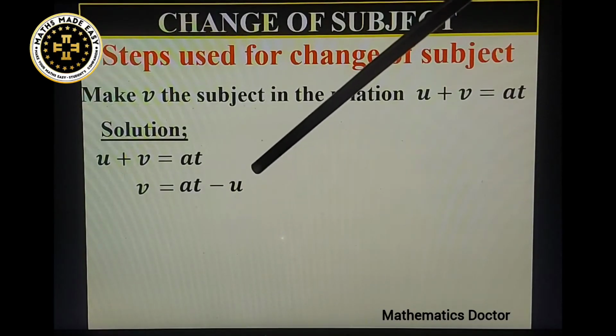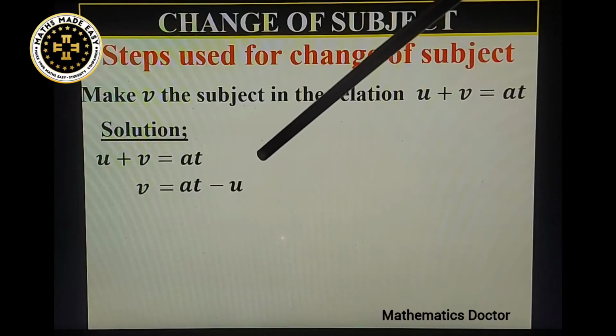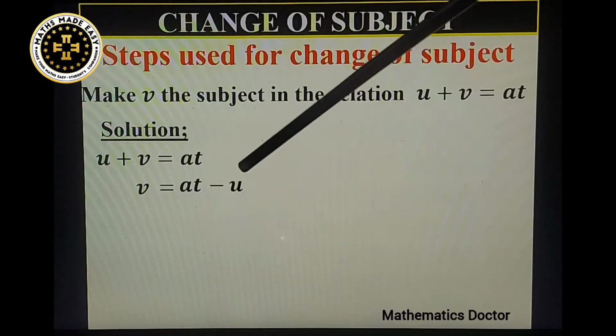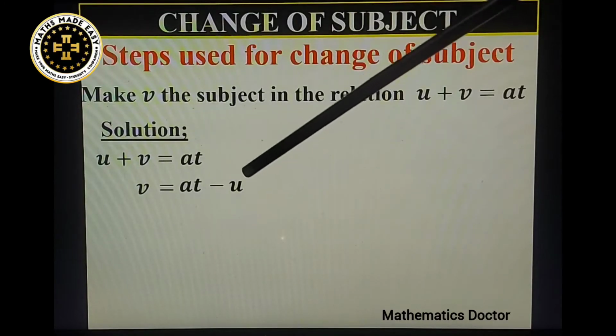And that is the character of terms that move across the equal sign or that are changed in terms of their position with the equal sign. If it is positive, it will become negative. And when it is negative, it will become positive. So please take note of that.